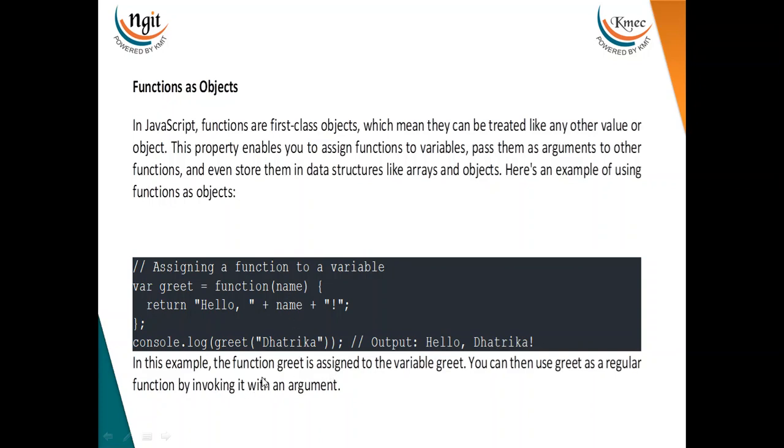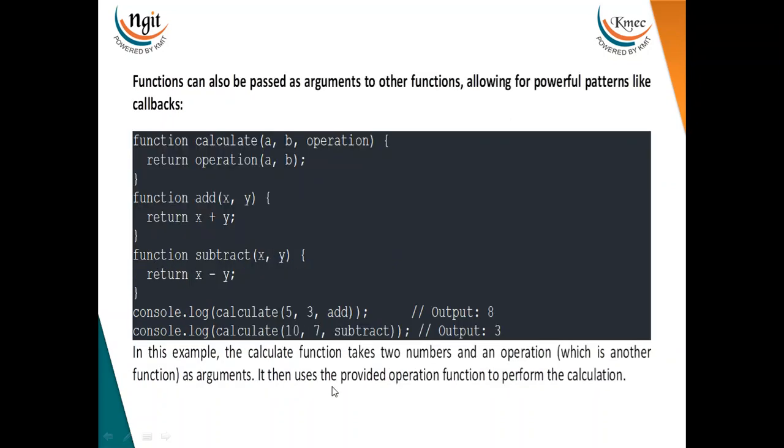In this example, the function greet is assigned to a variable greet, and called with an argument. Functions can also be passed as arguments to other functions. This is one example. It allows for powerful patterns like callbacks. Here I am declaring a function called calculate, with a, b, and an operation that has to be supplied as parameters, and it has to return operation(a, b).